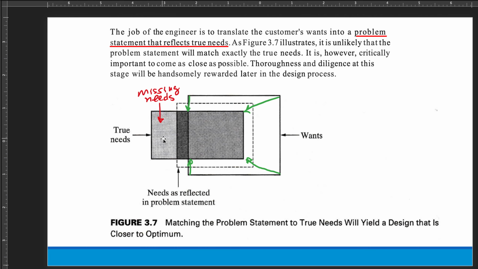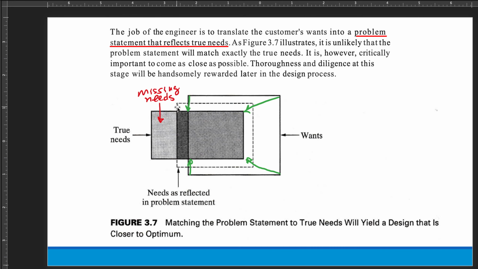Now, this diagram is also indicating that maybe some of those true needs are actually outside of this. So neither you nor the customer have found out that there are some needs that need to be inside this. And what needs to be inside is this dotted box. Okay, so inside that dotted box are the needs as reflected in the problem statement.